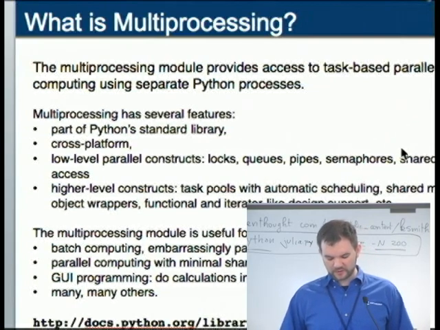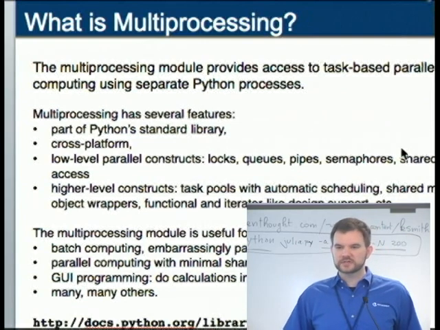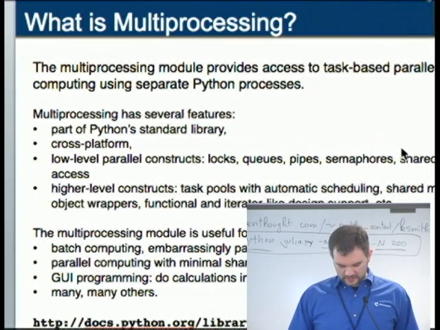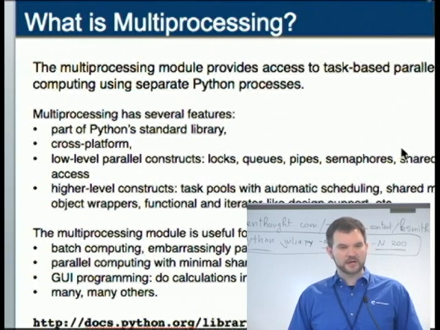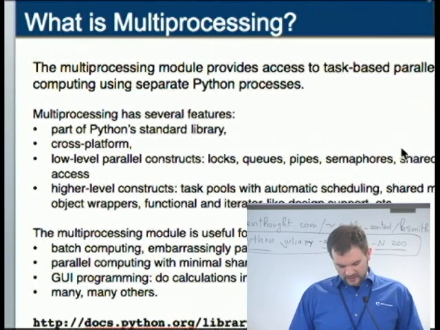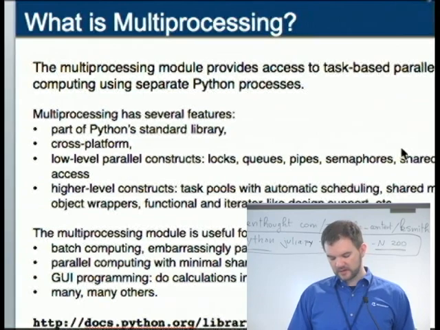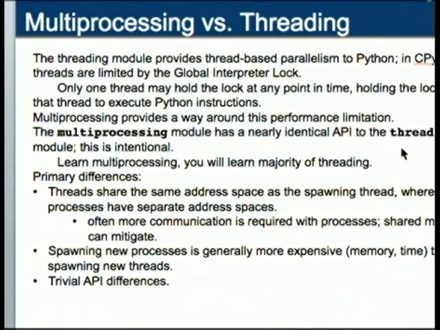If you're doing parallel computing with minimal shared state, this works out really well. You can do GUI programming and do calculations in a background process with multiprocessing, and many, many others. So it's all documented online. That's just talking about multiprocessing versus threading.